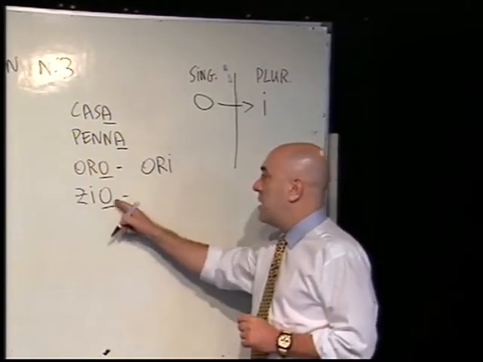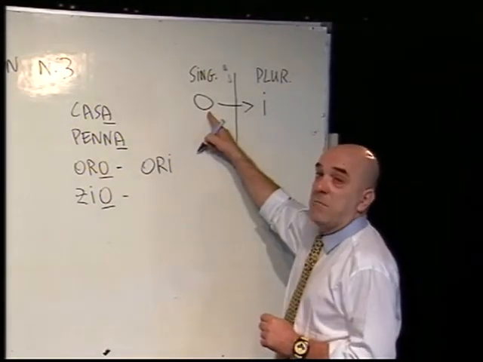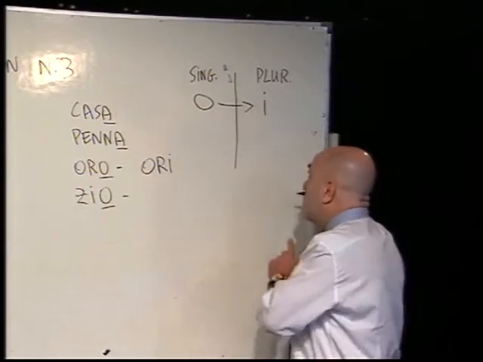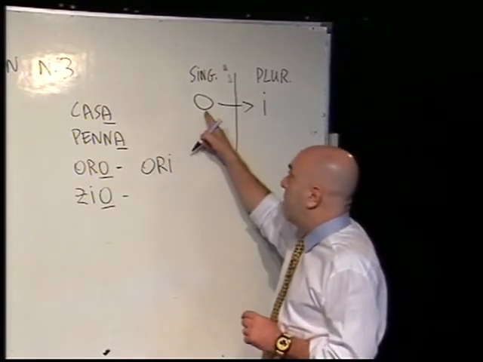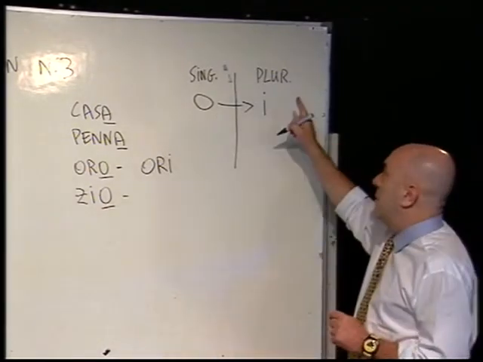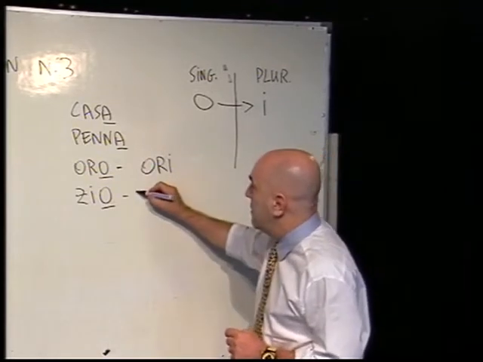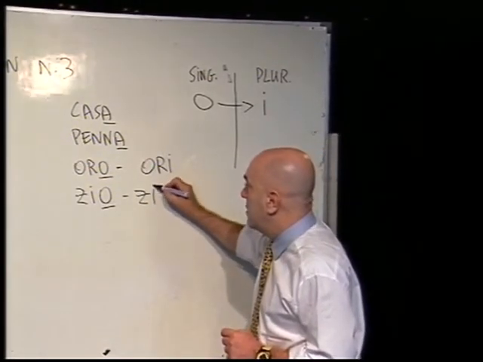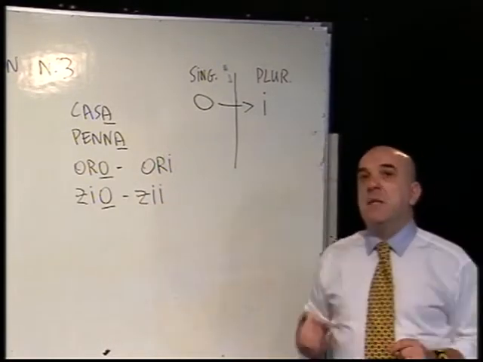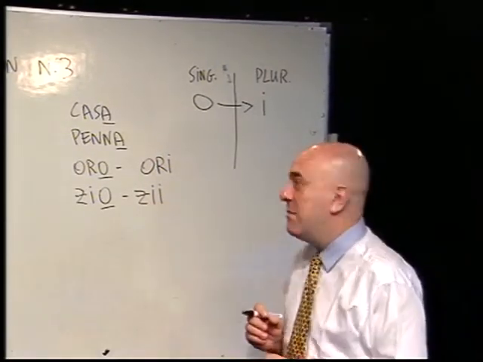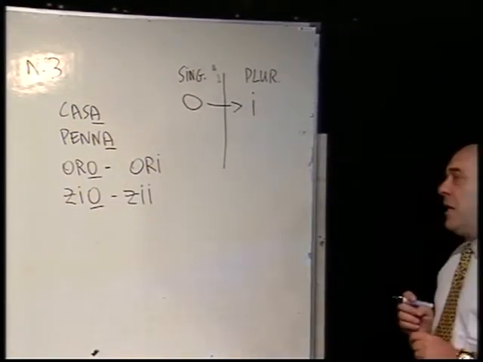Zio. Zio is one, singular, masculine. If I want to make the word plural, I have to replace the letter O with the letter E. So, zio will become zii. The E a little bit long, because two times E. This is for masculine names.